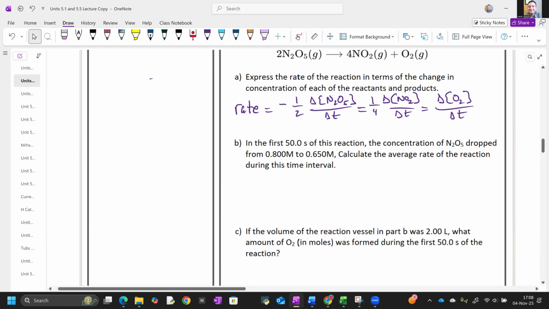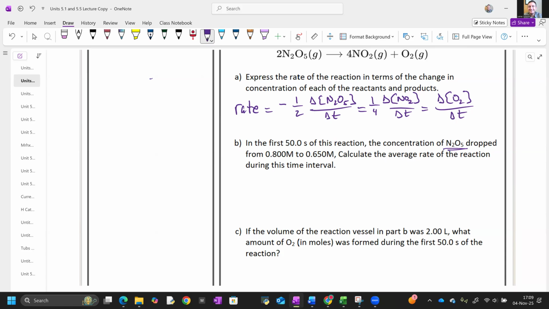All right. And so the next part, B, is asking us: in the first 50 seconds of this reaction, the concentration of N2O5 dropped from 0.8 molar to 0.65 molar. Calculate the average rate of the reaction during this time interval. And so what we're given is data for N2O5, so we're going to want to use the rate expression for N2O5.